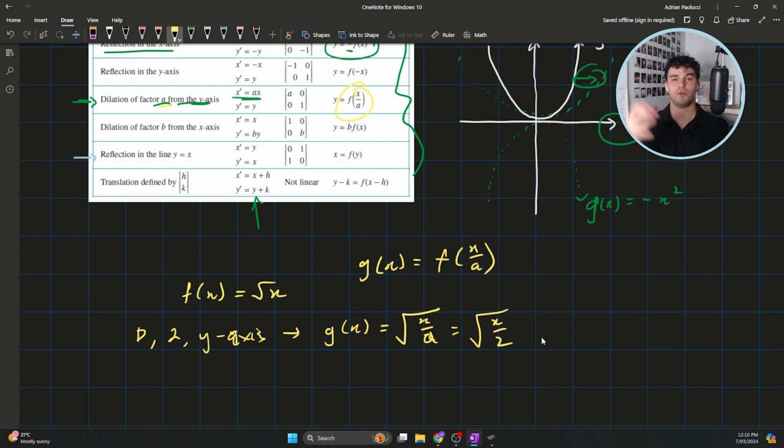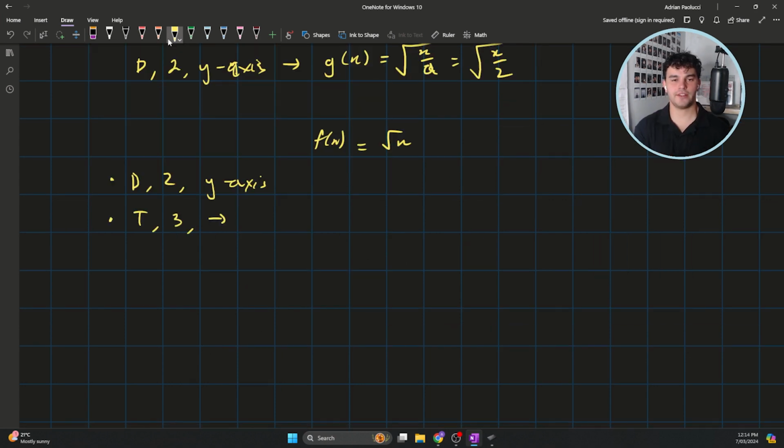Again, you don't have to go through any hectic algebra to do this. You can just read off the table and write it straight away, which again, I think is very convenient for us to do. So let's just do another quick example where we have a combination of multiple transformations.